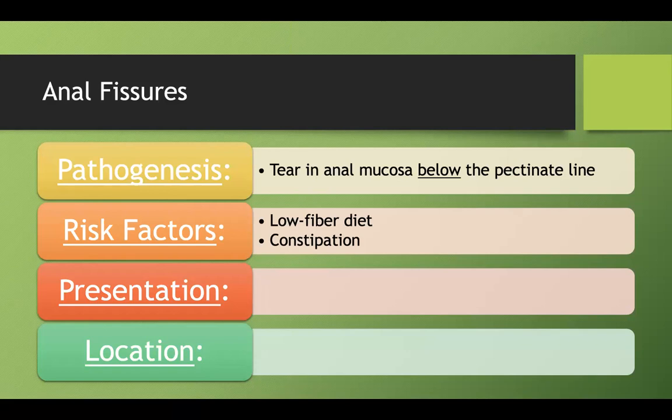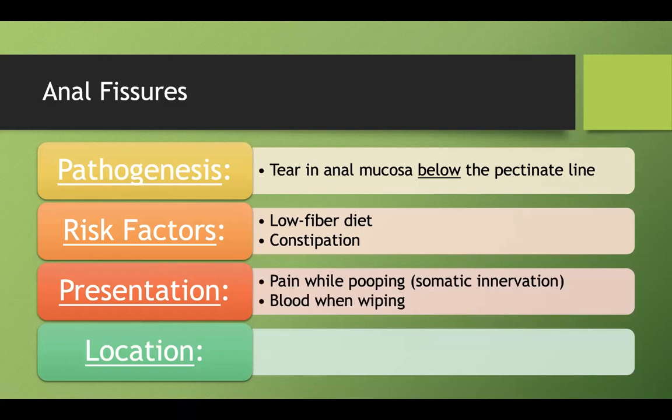And somatic innervation, if there's any damage to your somatic nerves, you're going to feel it. So it will be very painful. So in this case, you'll have pain while using the restroom. I just wanted to mention, in the case of anal fissures, because you actually have an anal mucosa tear here, you will often see blood when wiping.